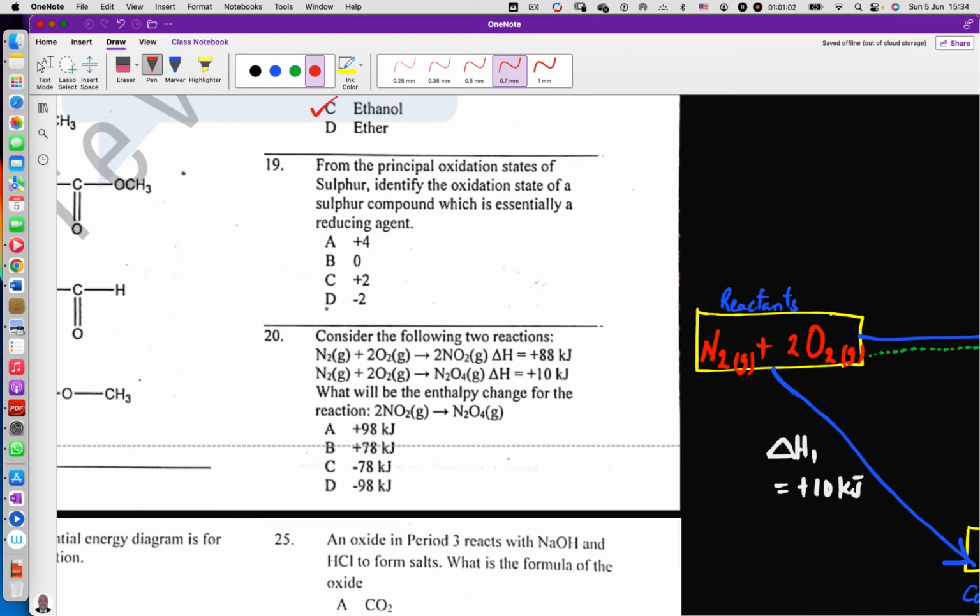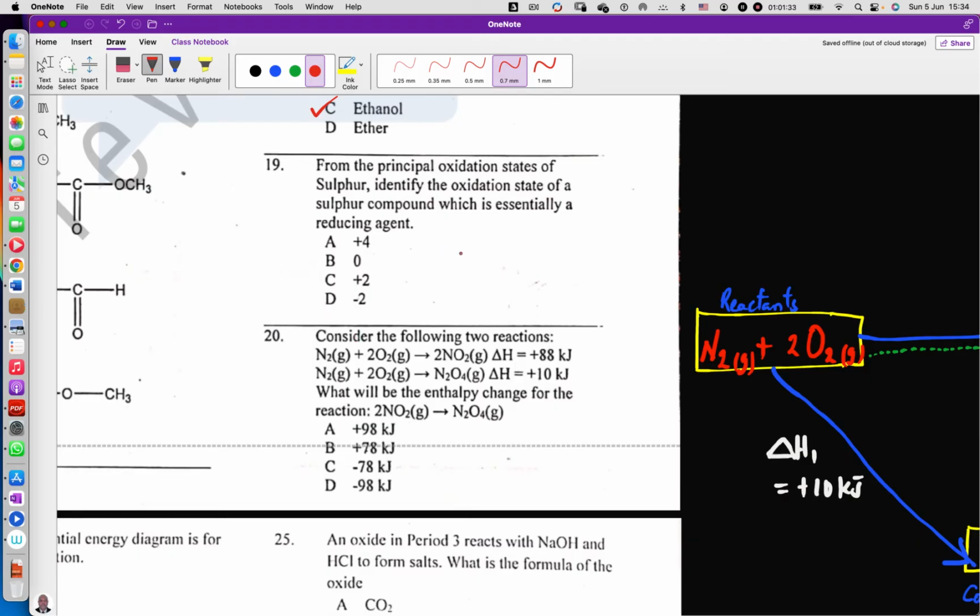Greenhouse, when we were talking about acid rain, we're talking of sulfur dioxide, other things like that. Sulfur dioxide is a good example of a sulfur compound which is a reducing agent, and at the same time, a pollutant. So sulfur dioxide.